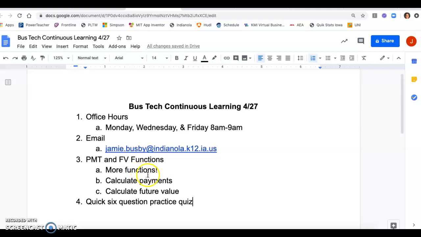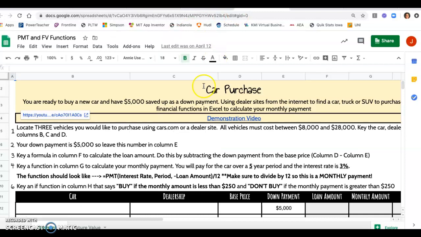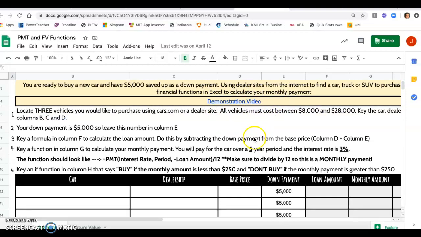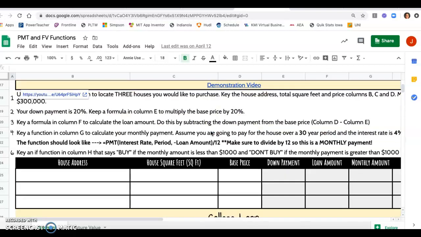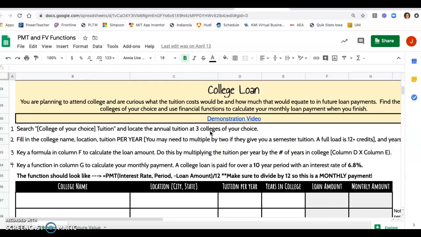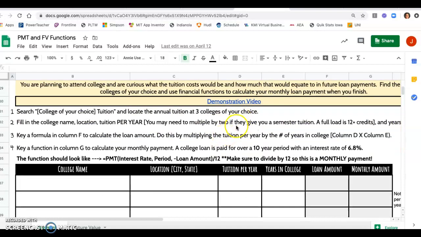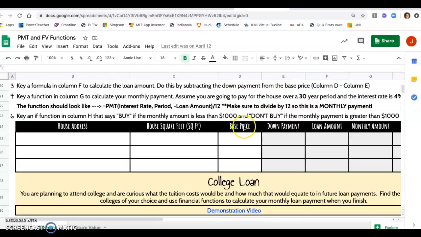We're going to start out by calculating what my payment is going to be if I purchase a car at a certain price. So it is going to look like this. We're starting out with the car purchase. Again, I have these demonstration videos. So kind of some boundaries for the cars. And then a home purchase and a college loan. Again, there are demonstration videos for each of these three.